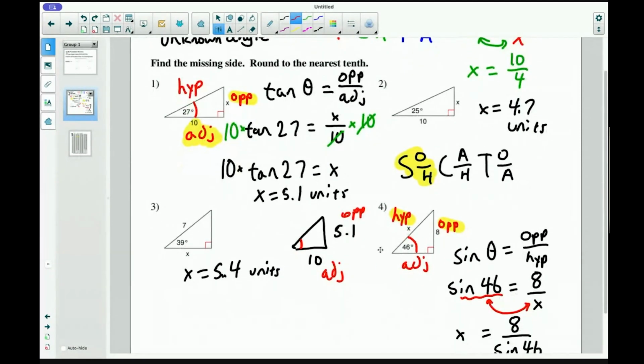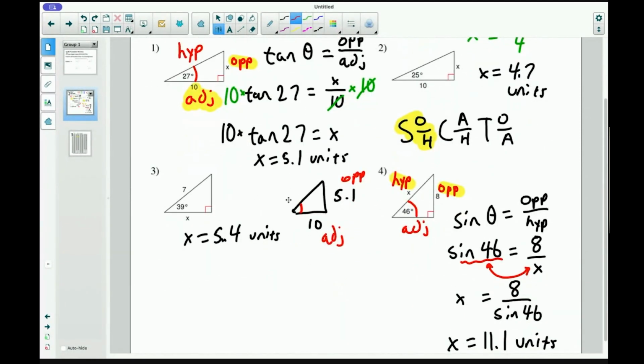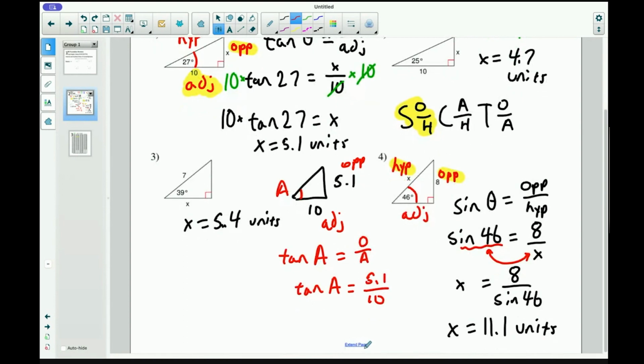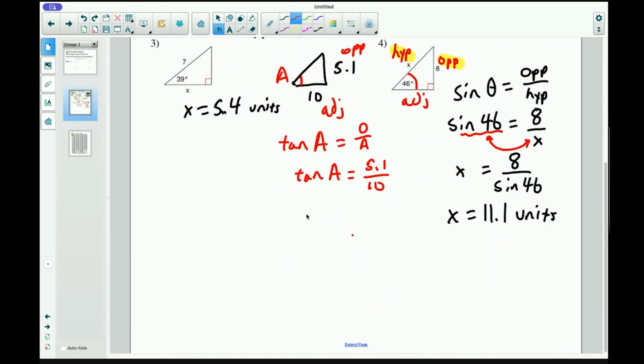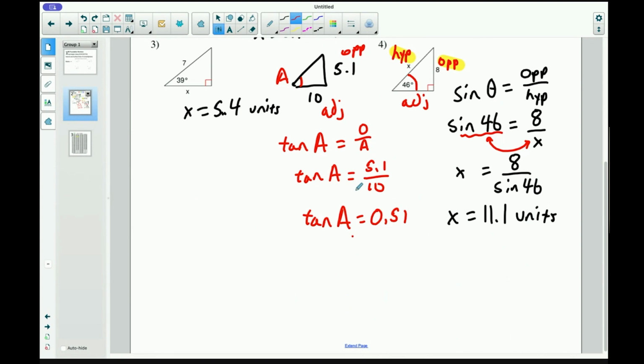Let's think about what happens. If this is some angle A, I can say that tan of angle A is equal to my opposite over my adjacent. So tan of A is equal to 5.1 over 10. Well, tan A, if you put 5.1 over 10, is equal to 0.51. Is that a coincidence? The answer is no, that's not a coincidence.